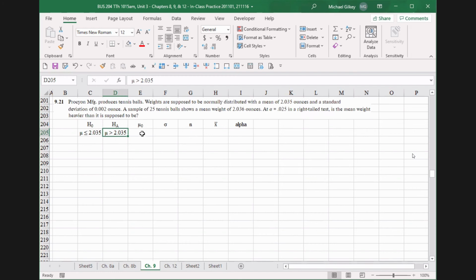Yeah. Okay, so that means our hypothesized value is the 2.035. That's going to be the mean of our sampling distribution. Okay, and then they give us our sample standard deviation 0.002, and they give us our sample size. They told us we took a sample of 25 tennis balls, and they told us the average weight of those tennis balls is 2.036. Okay, and they give us an alpha of 0.025.